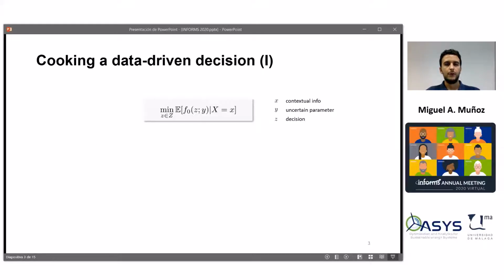My problem of interest is to minimize the expected value of an objective function f, where some contextual information is available at the moment of making the decision, where y is the uncertain parameter and z is a vector of decision variables.